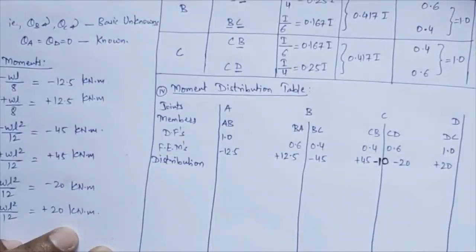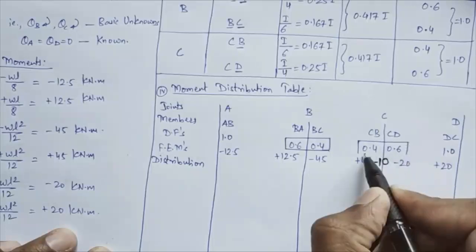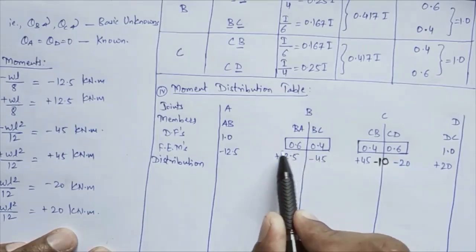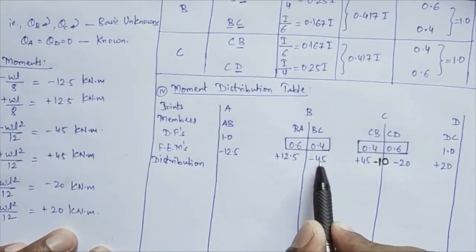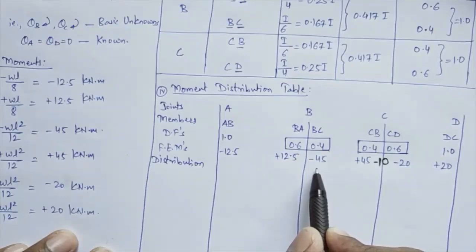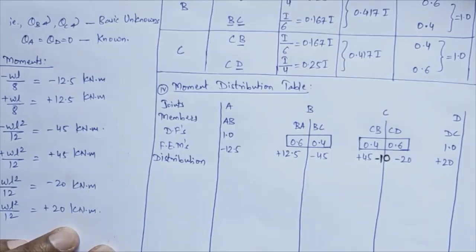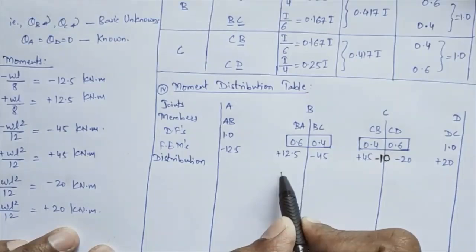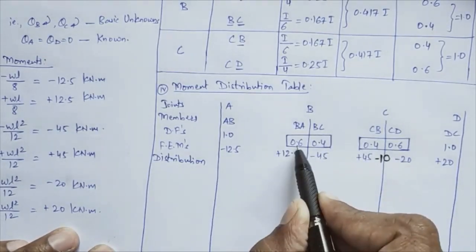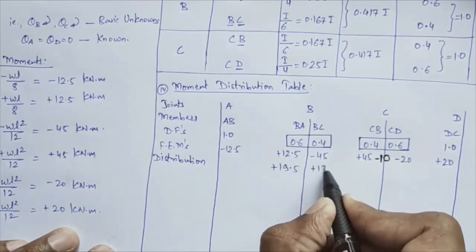Now distribution of which moments do you have to do? The moments for which you have calculated the distribution factors, that is, these 0.6 and 0.4, and 0.4 and 0.6. So take the summation of 12.5 minus 45. Whatever magnitude you get will be negative over here. That magnitude multiplied by 0.6 and that magnitude multiplied by 0.4 will be the distribution for BA and BC respectively. But the condition is that while doing the distribution, the signs are opposite. That is, this magnitude comes negative, so your distribution will be positive. If this magnitude comes positive, your distribution will be negative. So doing the summation and multiplying by 0.6 and 0.4, you will get plus 19.5 and plus 13.